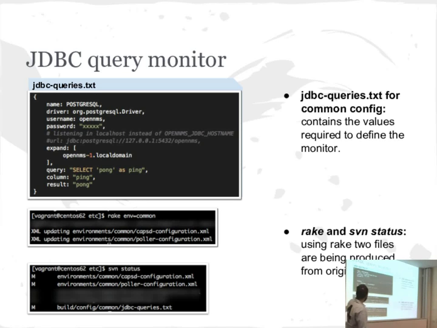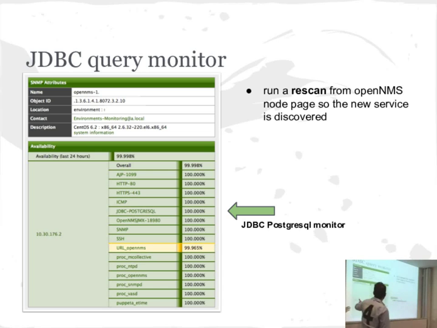Okay. Simple as running Rake, saying this is the environment common, which is where this file is placed, nothing special. It will create the CAPSD and POLLERD configuration. As we say that SVN is the one that controls the versioning, and we can see here they are pending to be committed. Okay, so we get them committed, run Puppet on the server, and after every scan and all that, we get the monitor. Simple as that.